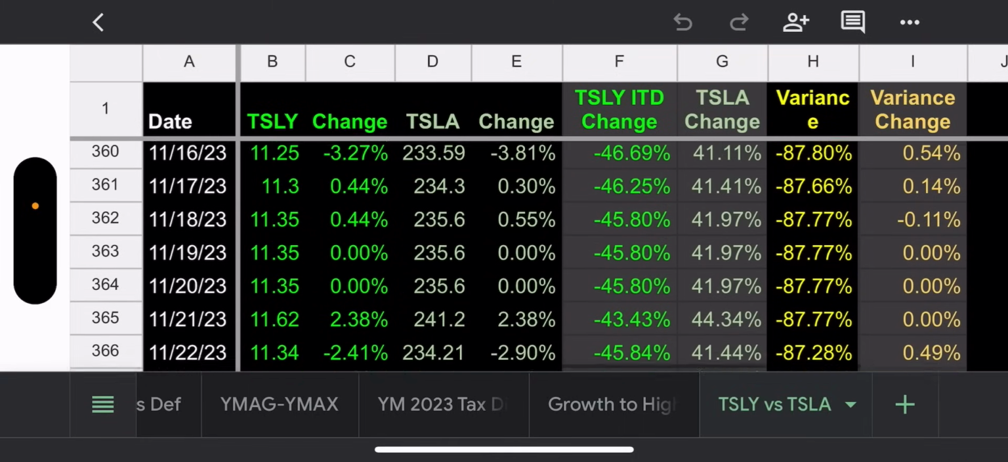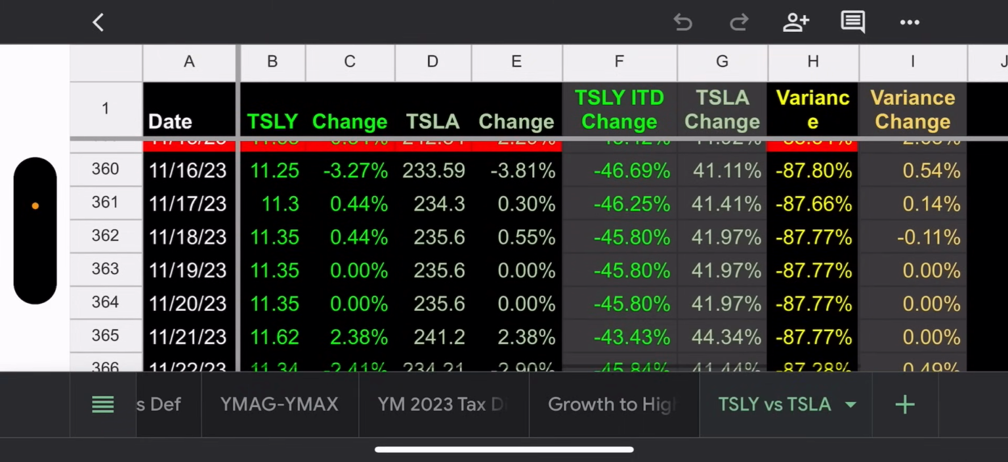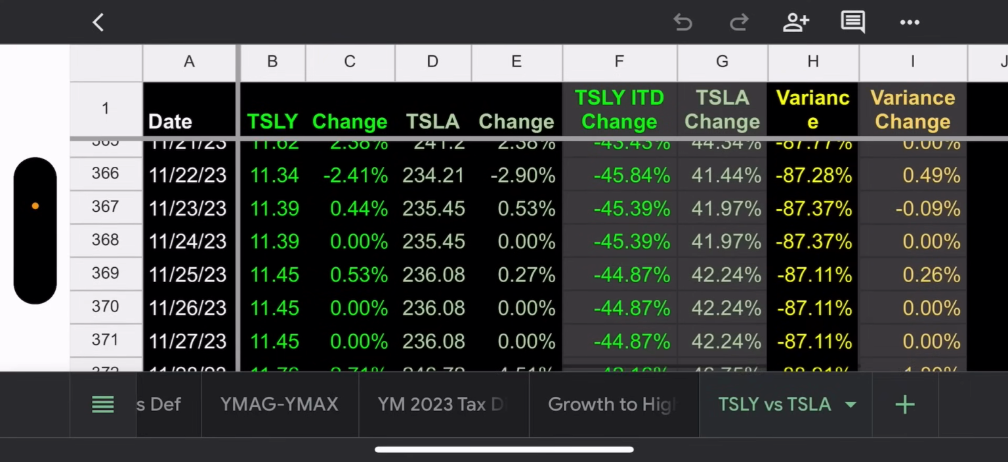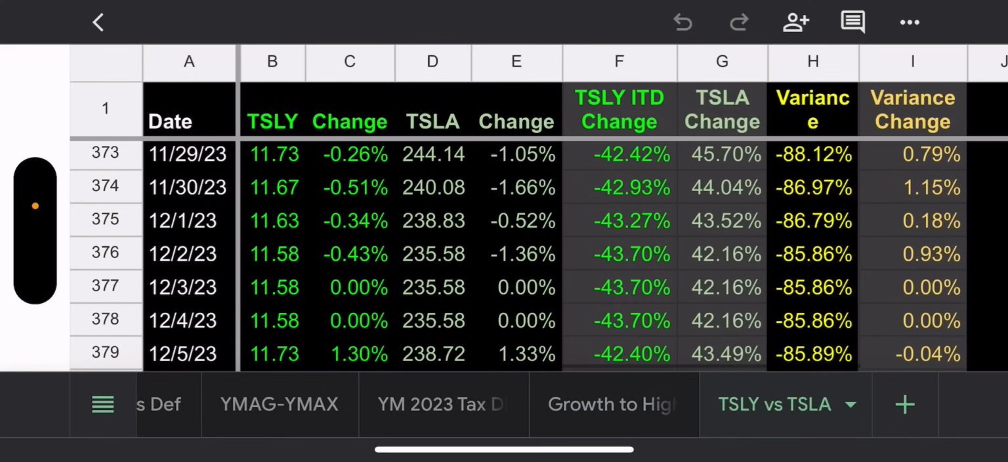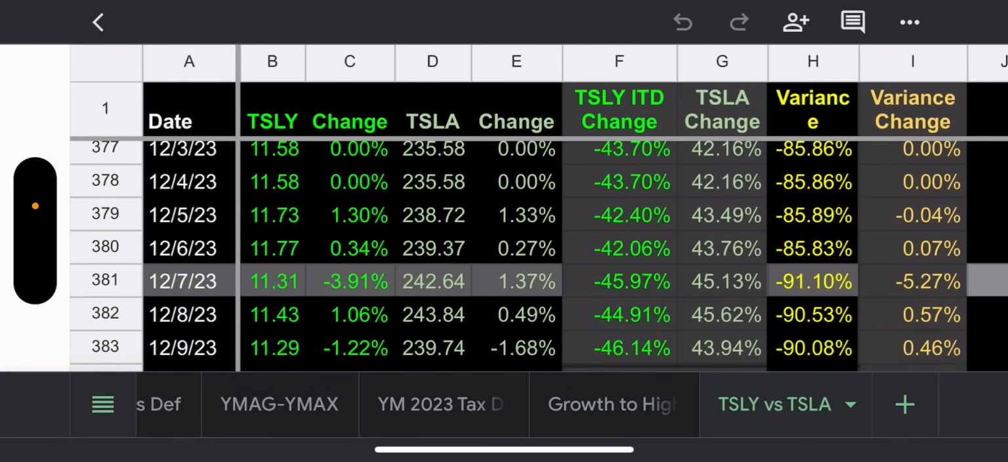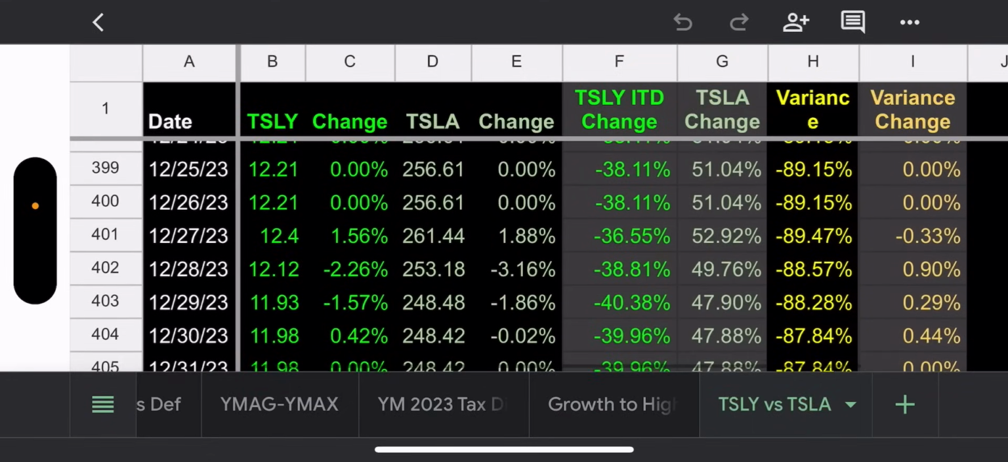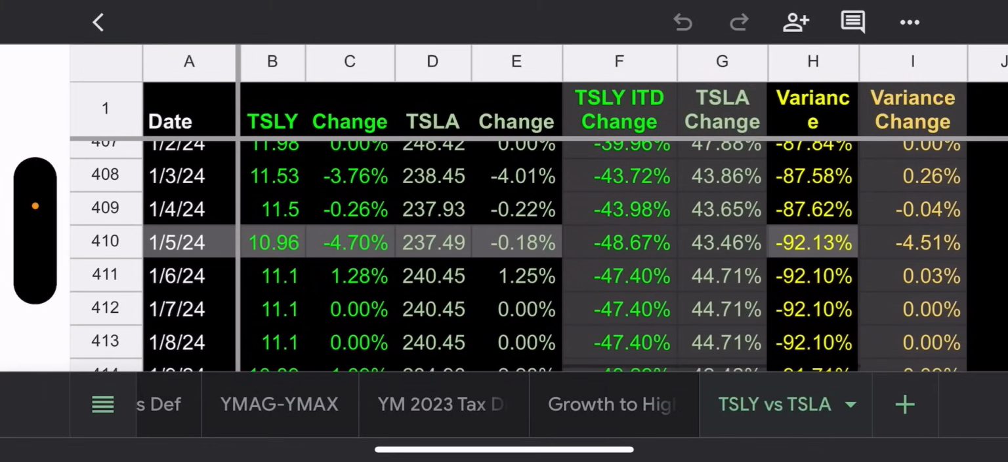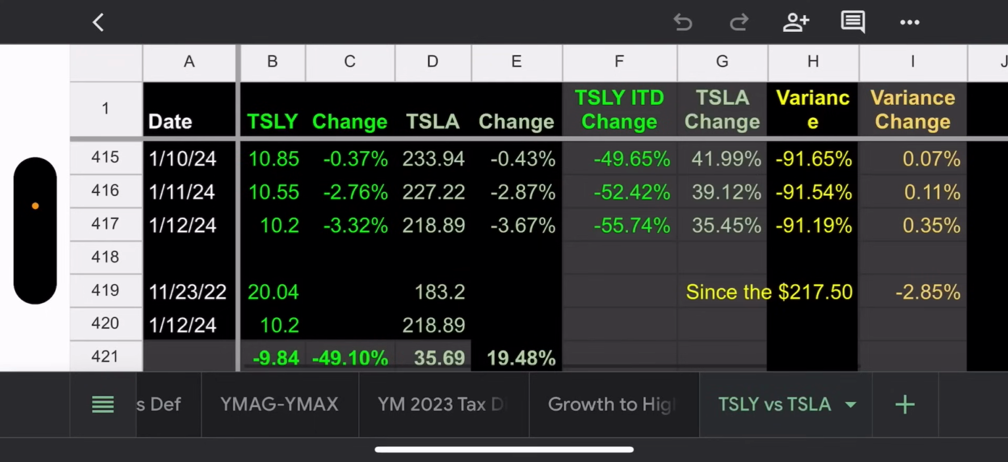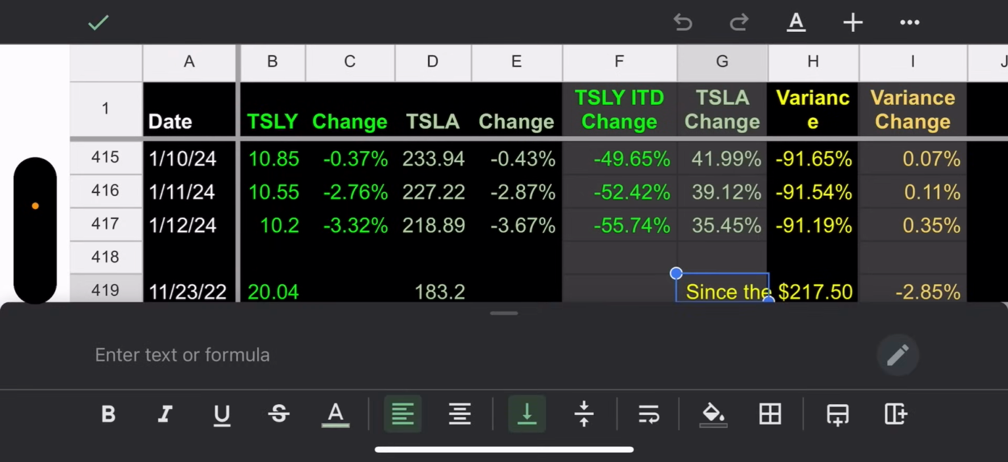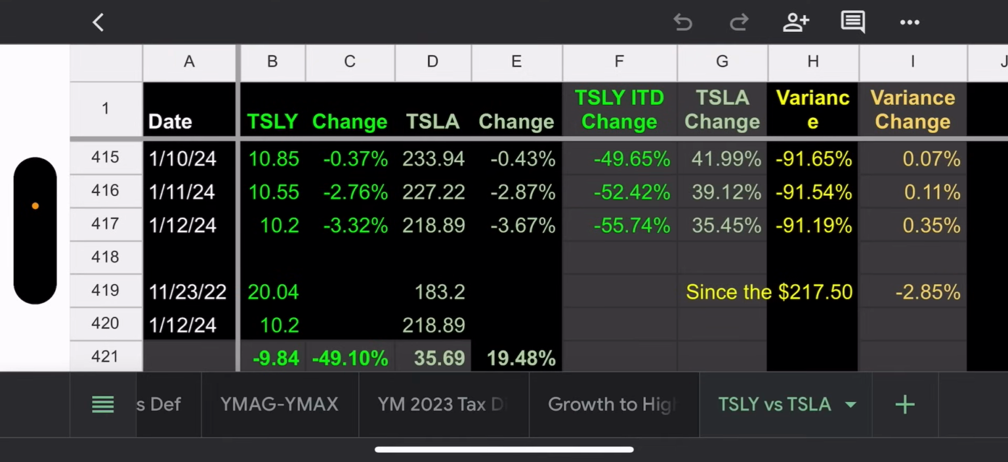That's November 15th, 23. Okay, we're numb, right? But look, scrolling along. Okay, nothing till X date. Great. Scrolling along. Nothing till X date. Outstanding. Amazing. So I made a little note here. Since the 217.50, look at column H419. I'll click it right here. Since the 217.50, the variance change was in Tesla's favor by 2.85%.